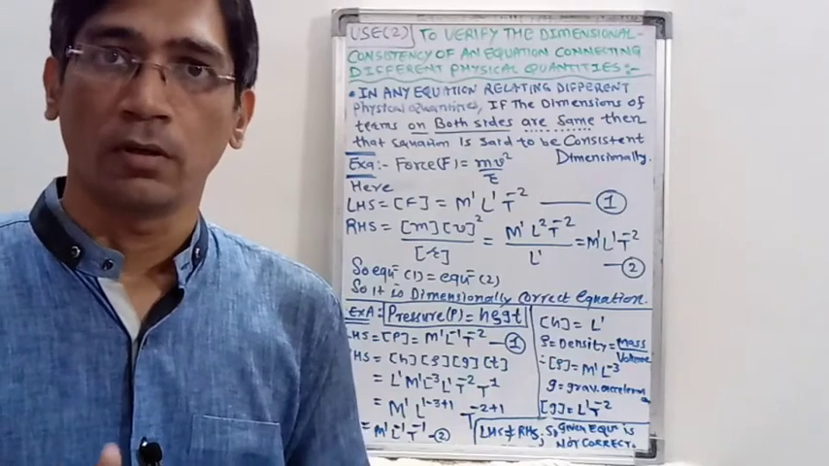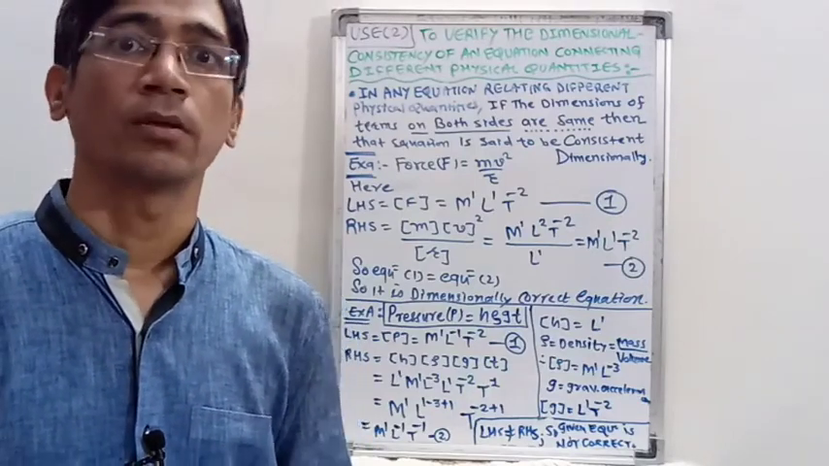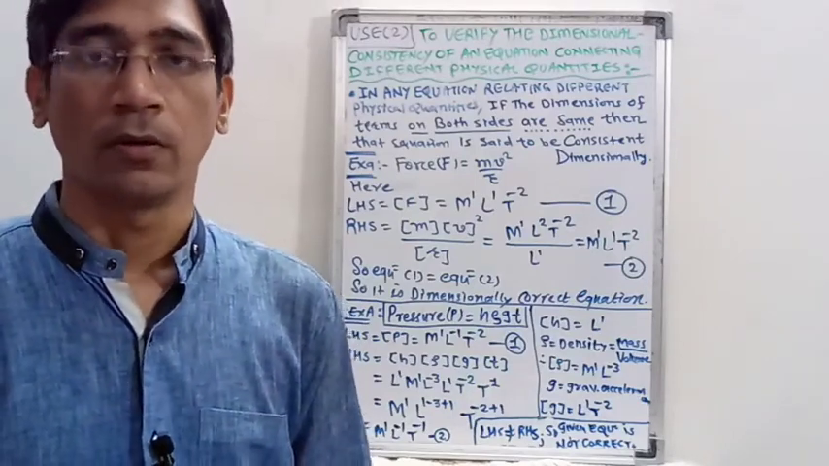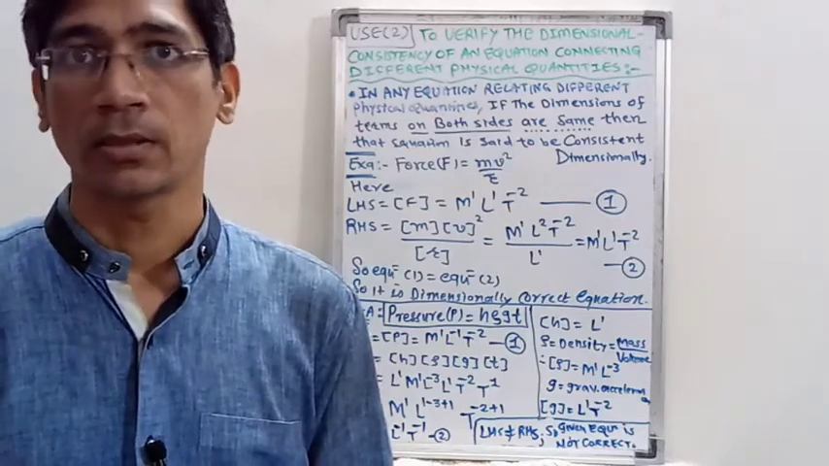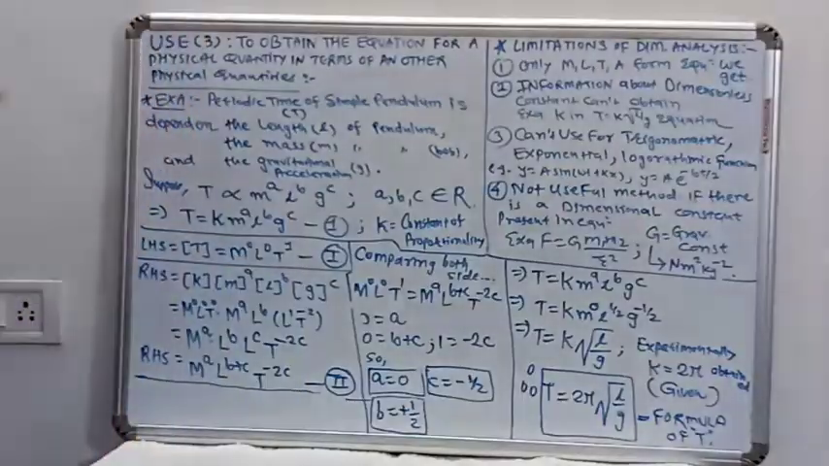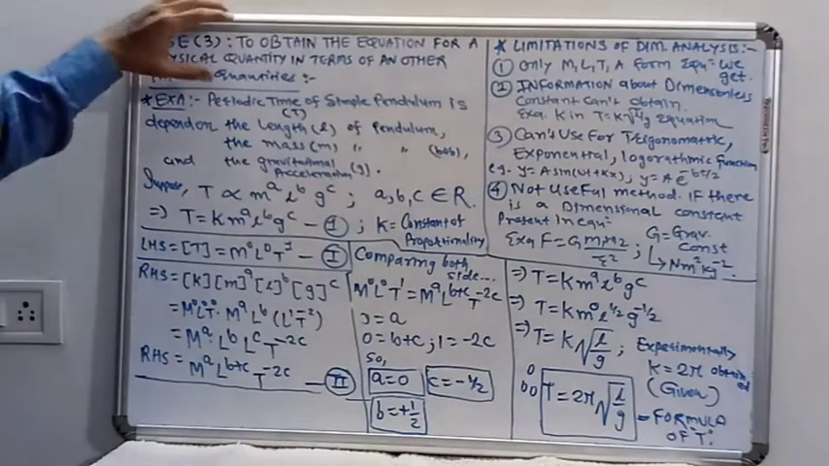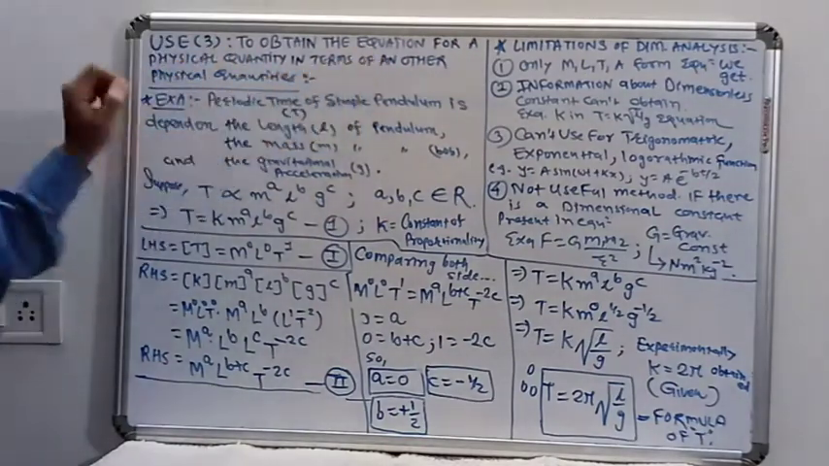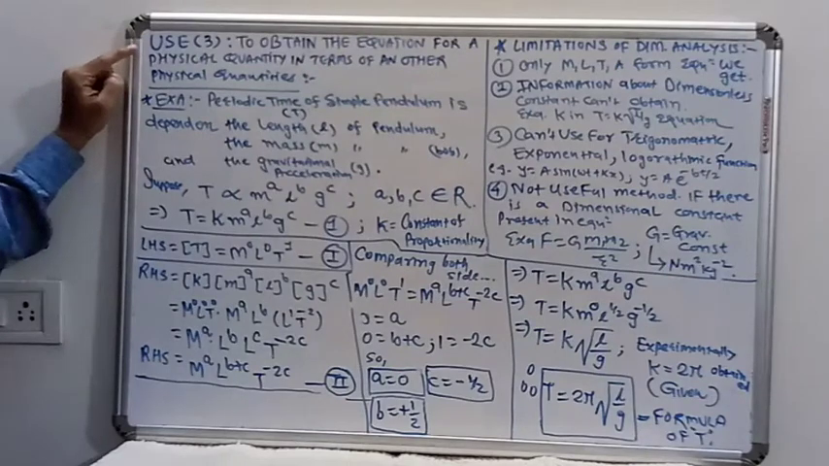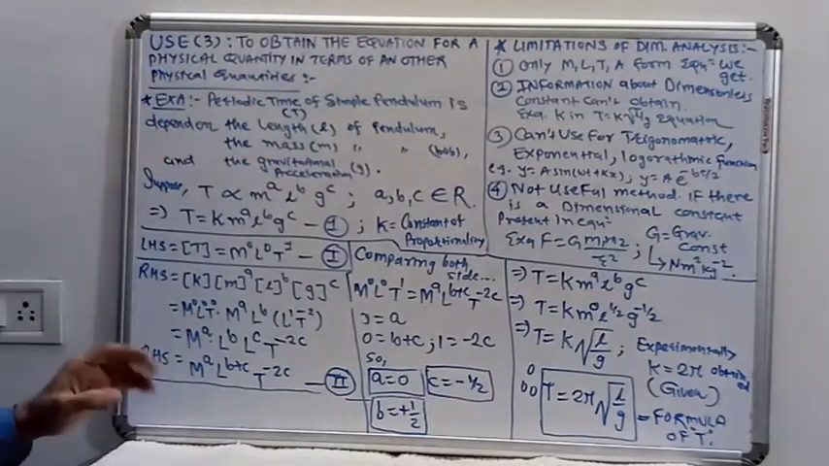Now we can take the third use, the last use of the dimensional analysis method. Let us take the third use of the method: to obtain the equation for a physical quantity in terms of another physical quantity.